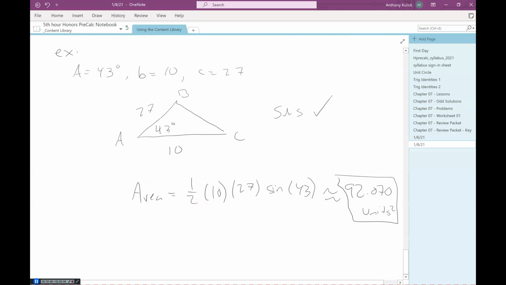What would you do if you weren't given the side angle side situation and asked to find the area? You might have to use the law of sines or law of cosines first to get the other piece that you'd need in order to finish using the area formula. That would be as hard as a problem like this could get, where you have to solve for one extra piece before you can use the area formula. But it's not too bad still. Everybody okay with that?